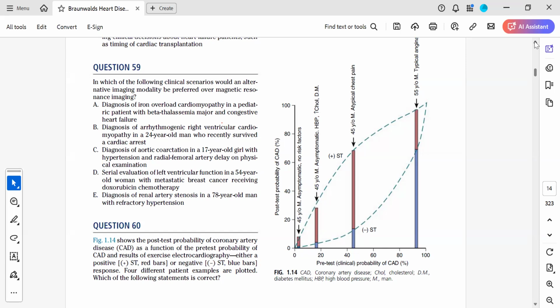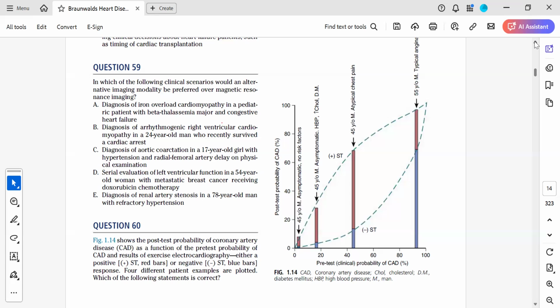C. Diagnosis of coarctation in a 17-year-old girl with hypertension and radiofemoral delay on physical examination. MRI is also used in patients with this condition. However, for option D, an echo is preferred over magnetic resonance imaging, particularly in this patient described here, a 54-year-old woman with metastatic breast cancer receiving anti-cancer chemotherapy. Then E, diagnosis of renal artery stenosis in a 78-year-old man with refractory hypertension.